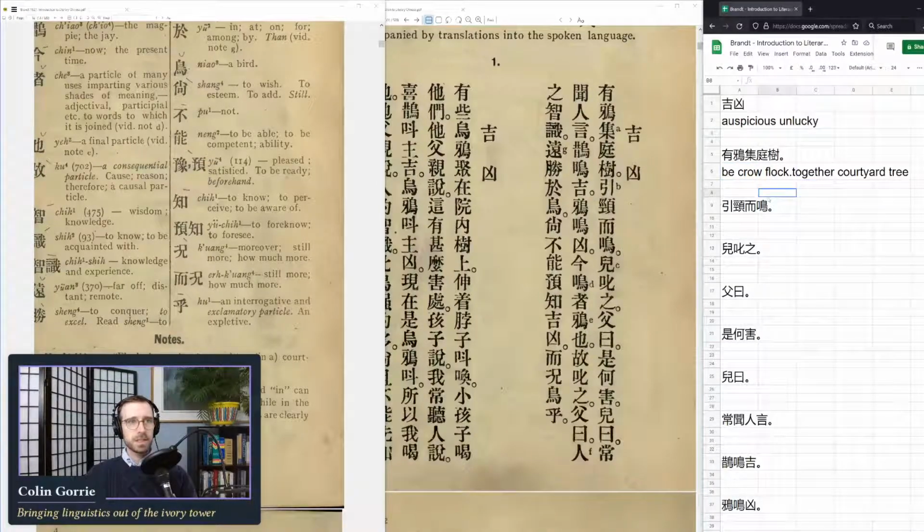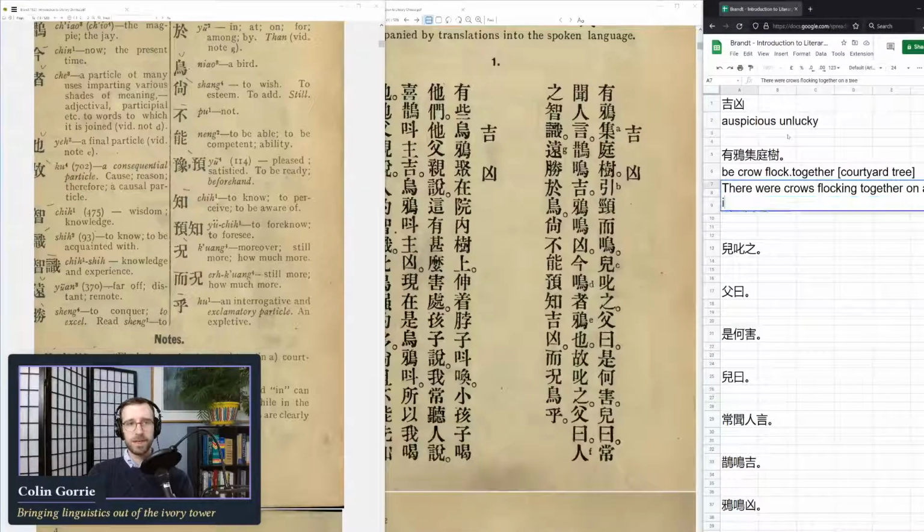Okay. So it's almost as if we have a compound here on the courtyard tree. So there were crows which flocked together on a tree in a courtyard, on a courtyard tree. So it looks like we don't have to explicitly talk about the relationship between these two nouns. They're just put together in a compound, and you have to interpret what the semantic relationship is. So let's say, as our first guess, there were crows flocking together on a tree in a courtyard.